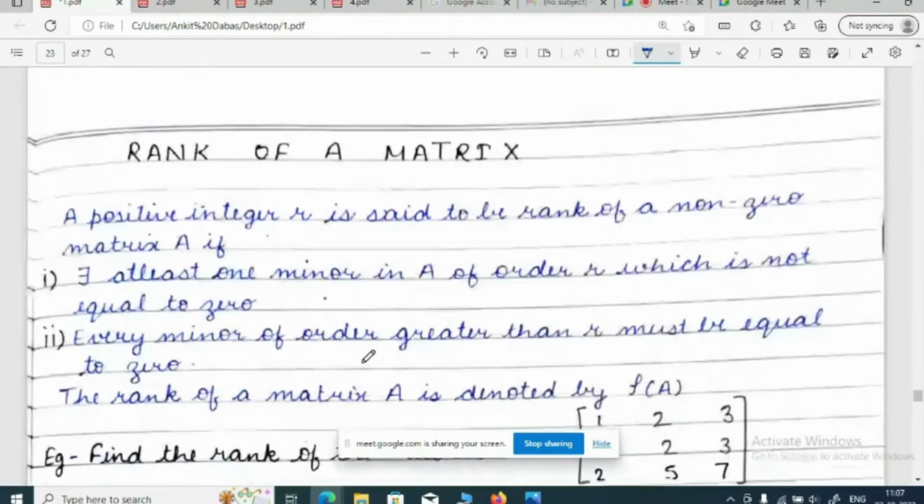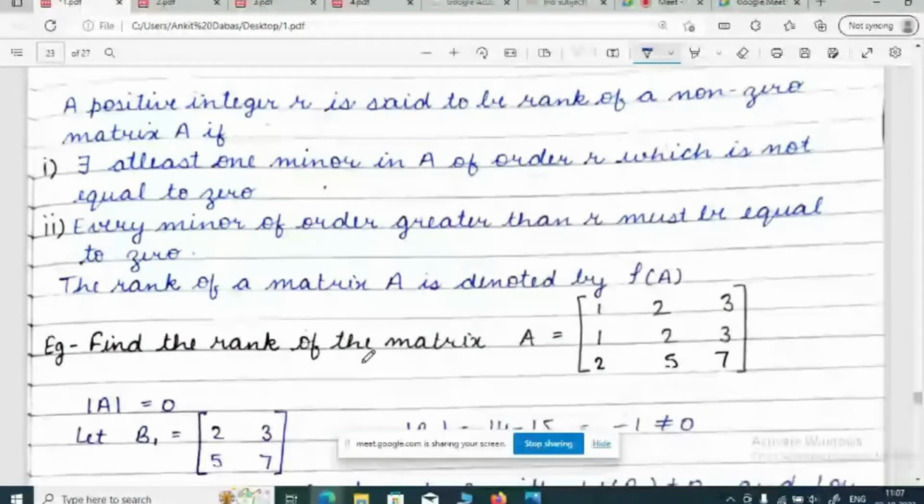Okay. Next we have the rank of a matrix. The standard definition of rank is: a positive integer R is said to be the rank of a non-zero matrix A if there exists at least one minor in A of order R which is not equal to 0, and every minor of order greater than R is equal to 0. In that case, R is called the rank of the matrix.